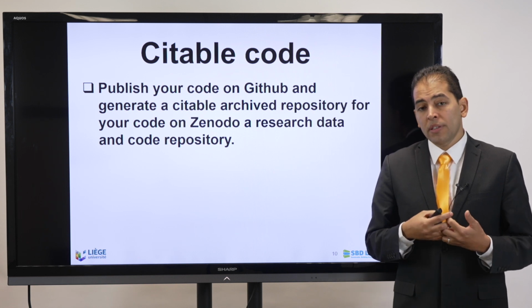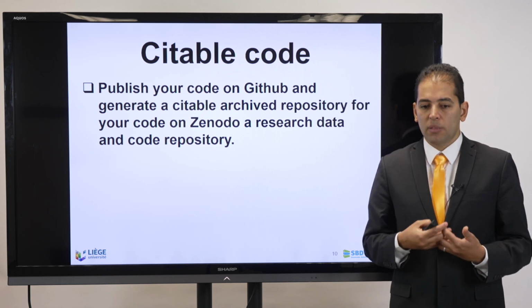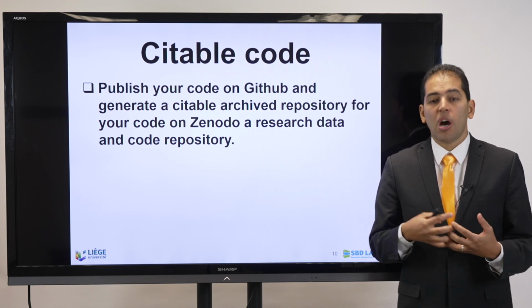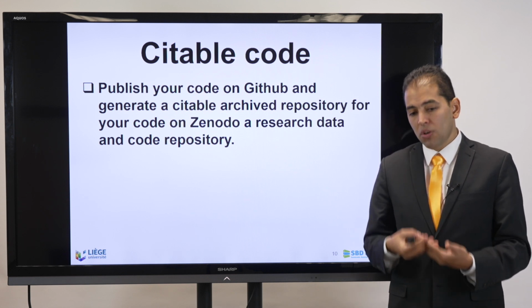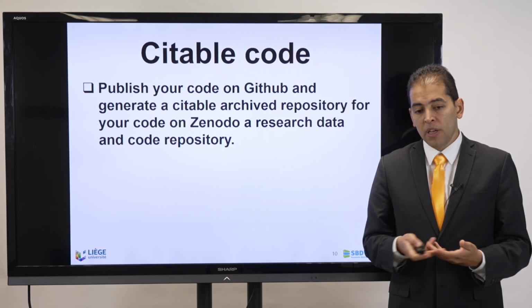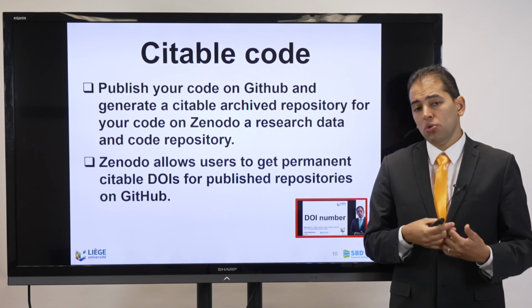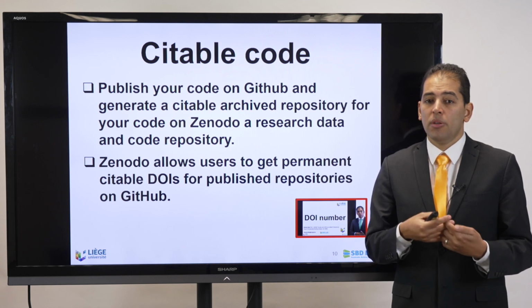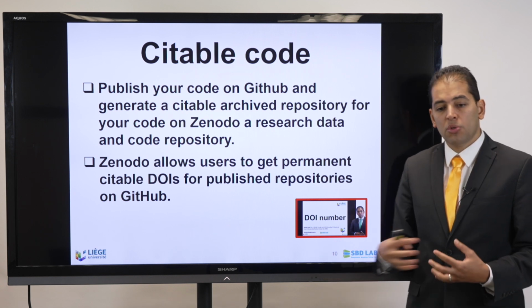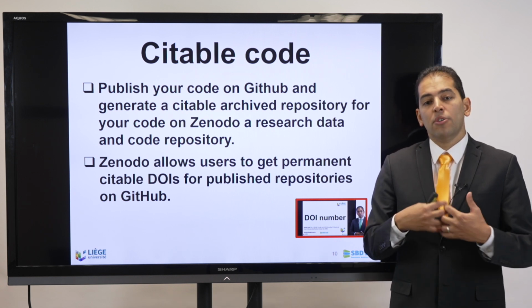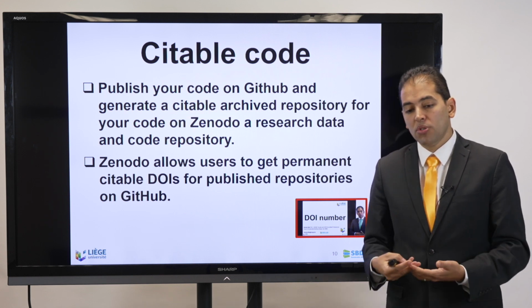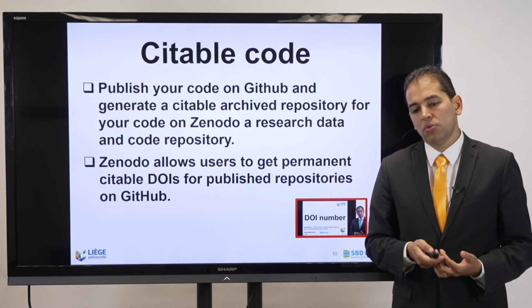Now, the advantage here is to look at how to make it citable. Well, you need to publish your code first on GitHub and generate a citable archived repository for your code on Zenodo so that your research data can be consulted. Now, if we look at Zenodo, Zenodo will allow you to get a permanent citable DOI, and DOI is a digital object identifier. If you watch previous videos, you will know more about it. So then you can have your code published with a DOI, and it is found on the repository of GitHub and the repository of Zenodo. So this is very important to start with.